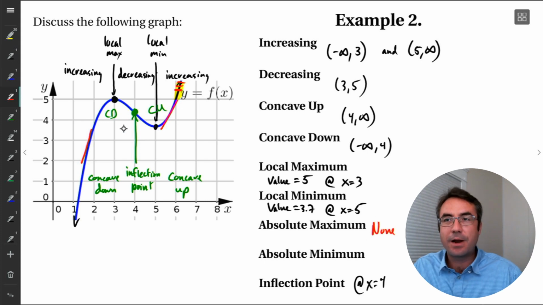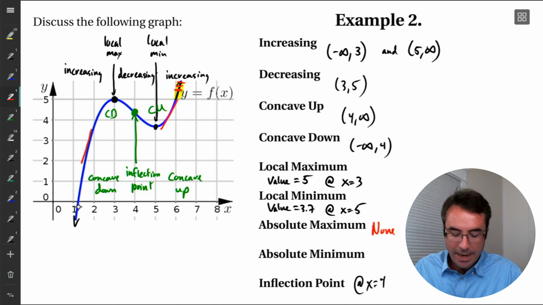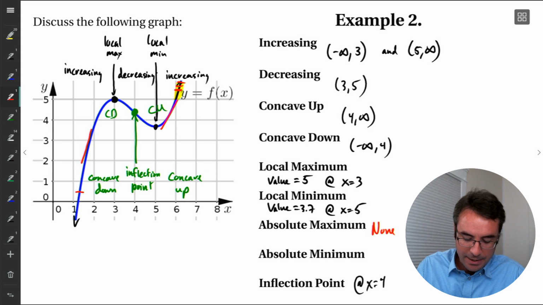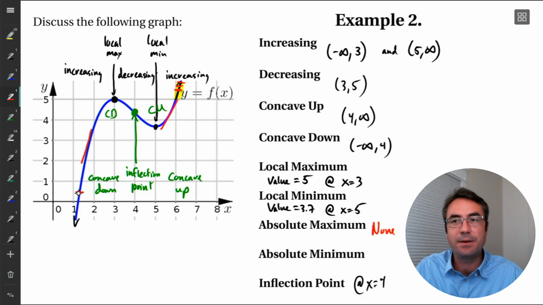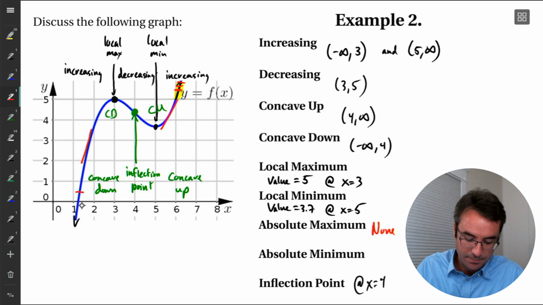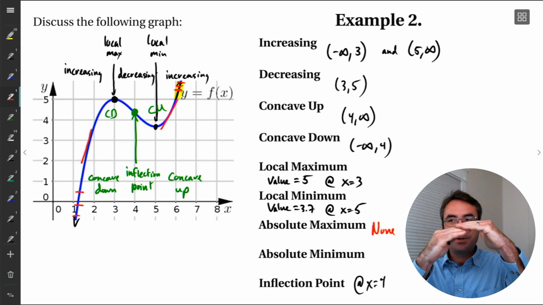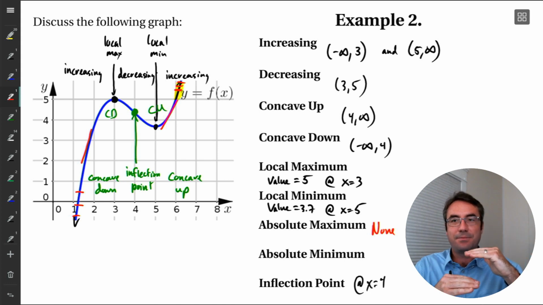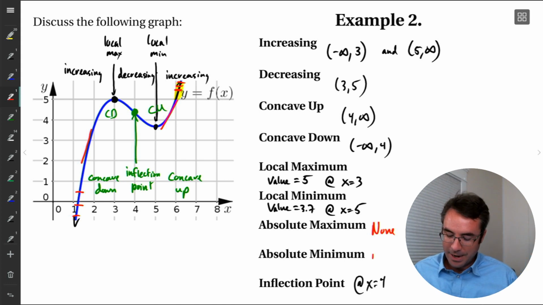And same thing for absolute min. Yes, this is a local min, but if we read far enough to the left, we hit a place where our graph just keeps getting lower and lower. No matter where we pick on here, if I think this is my absolute min, I can always find a point that's lower. I can always just keep going down. So there's no absolute min on this graph.